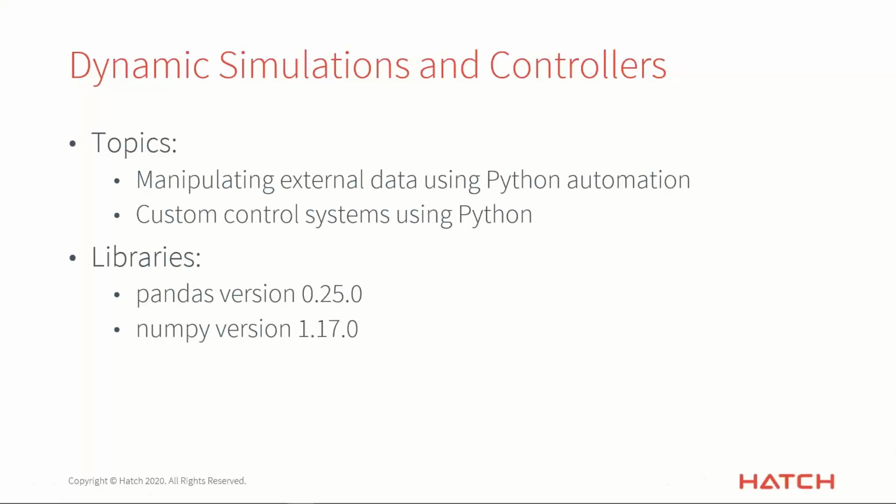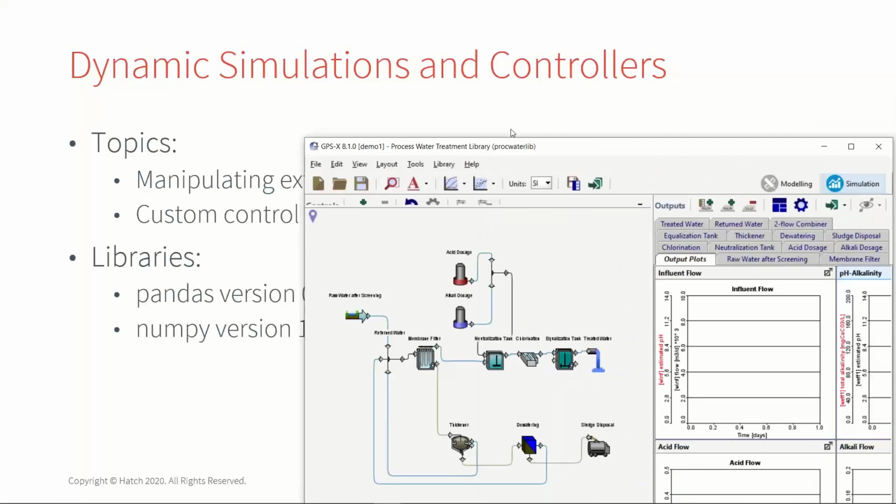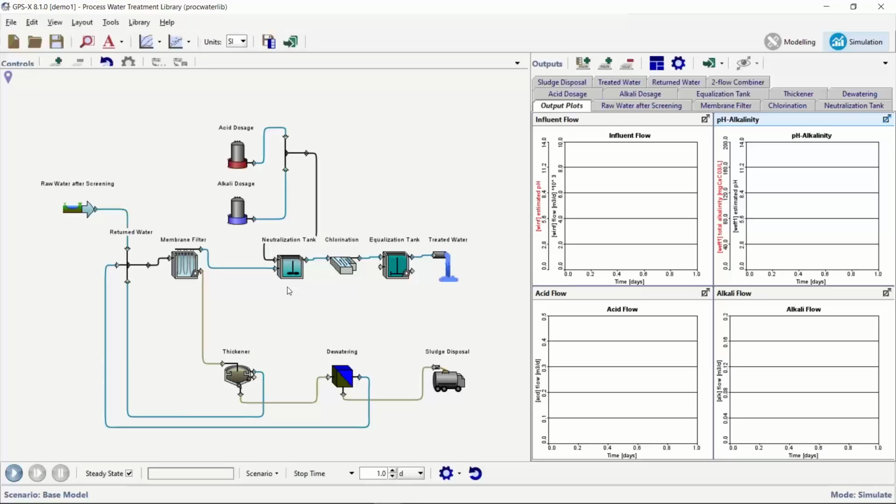So let's actually take a look at a GPSX layout now. The layout that we're looking at right now is a water treatment facility that's treating river water using membrane filtration to remove the solids. The effluent from that is then fed to a neutralization tank where we have an acid and an alkali, a base dosage, that allow us to actually control the pH that's leaving the neutralization tank. We then have a little bit more tertiary treatment before it is released from the plant. But we're mostly focused on what's happening in this neutralization tank and our influent.